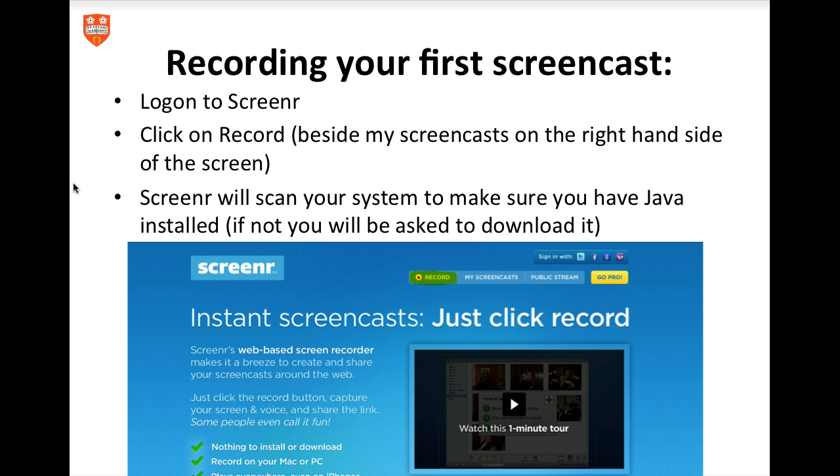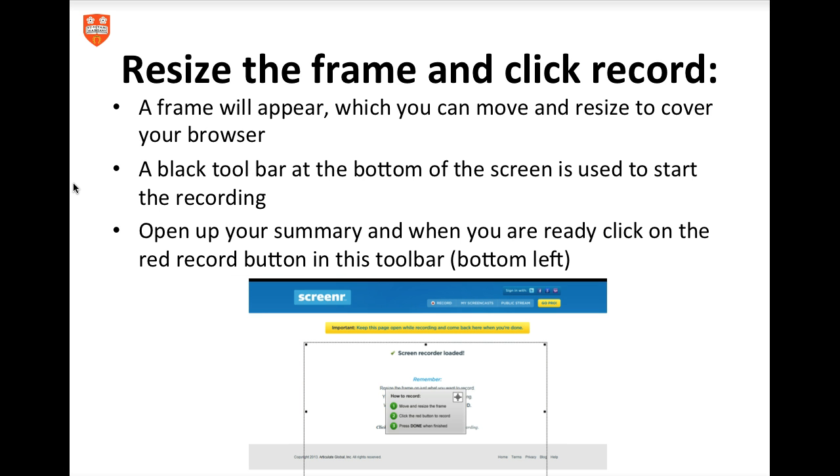So on ScreenR, some of the overview steps you might want to look at. Clearly, logging on to ScreenR, you would use your Twitter account. You'll see in the top right hand corner of this particular screenshot, you can sign in with Twitter and Facebook. You would then click on the record button, which you've highlighted in green here, which will take you through to a next screen which will scan your system and look for whether you have Java installed or the appropriate Flash player. If at this point you don't have it, it will ask you to download it.